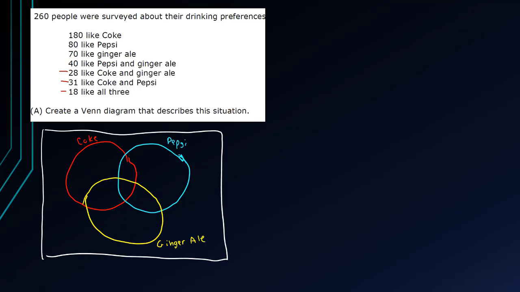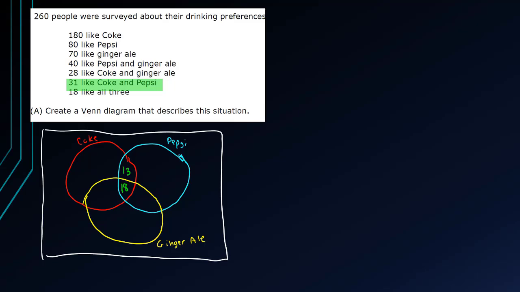So I'm going to start with the fact that I know there are 18 that like all three. That means this region right here, where all three circles overlap each other, is where those 18 people are placed. With 31 liking Coke and Pepsi, that 31 is going to include those 18 that like all three, because these people like Coke and Pepsi, and they also happen to like ginger ale too. So I'm going to take that 31 minus 18. That gives me a 13 here. So that's what's in this region here.